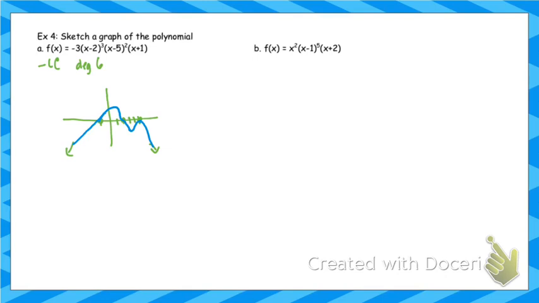All right, look at the next one. Positive leading coefficient. My degree, this one does have an x out in front, so this is going to be 2 plus 5 plus 1. So that's a degree of 8, so that is also an even degree. That means my ends are going to be pointing up on both sides.